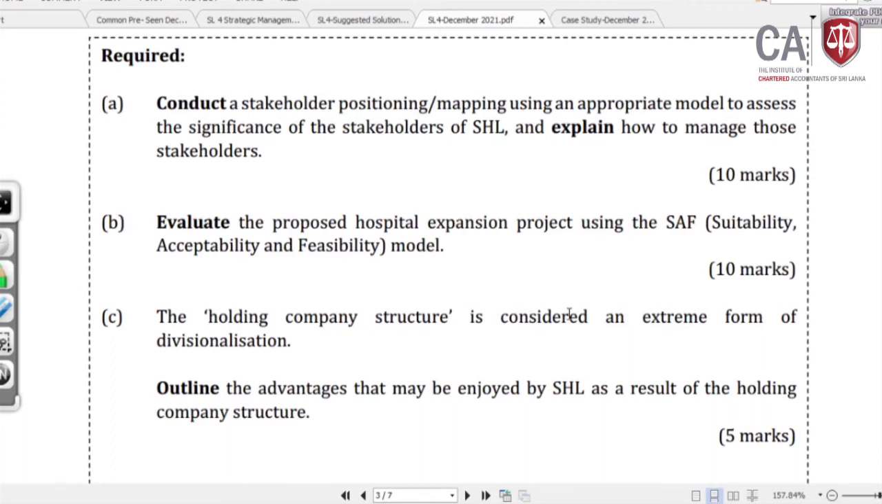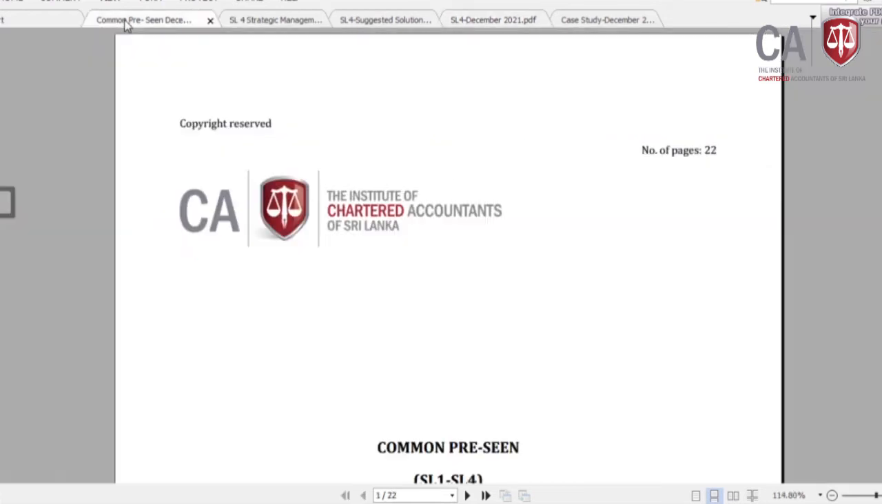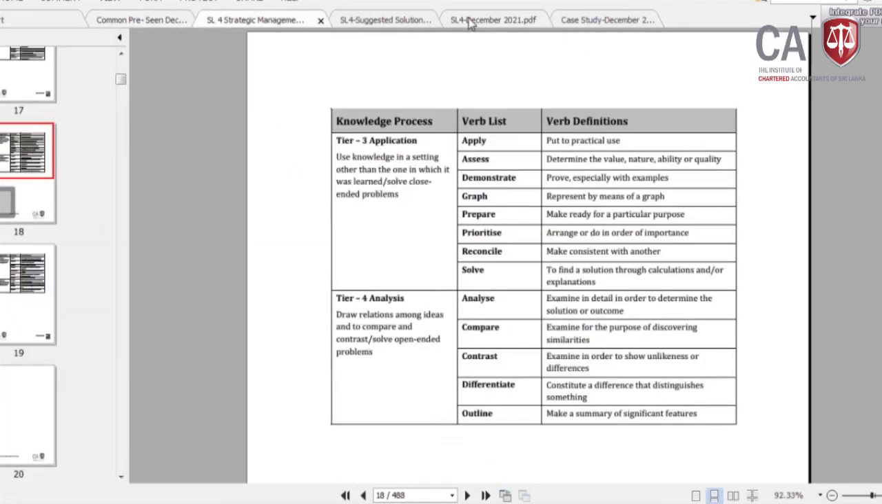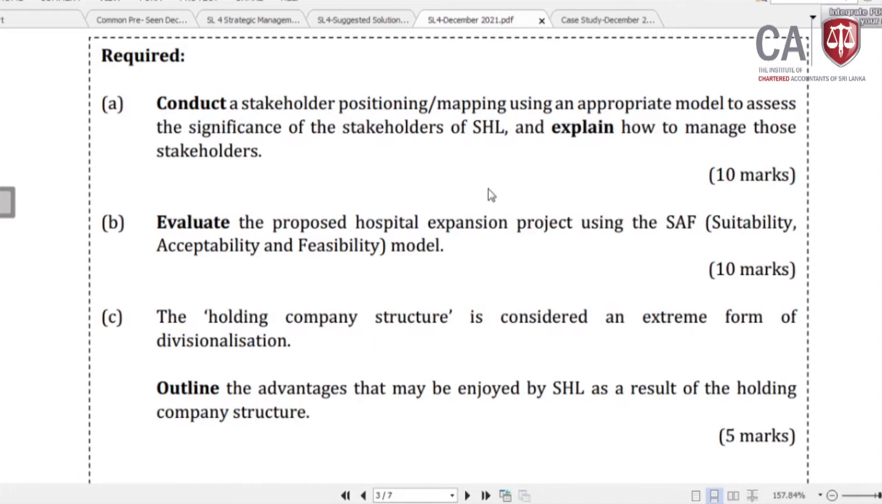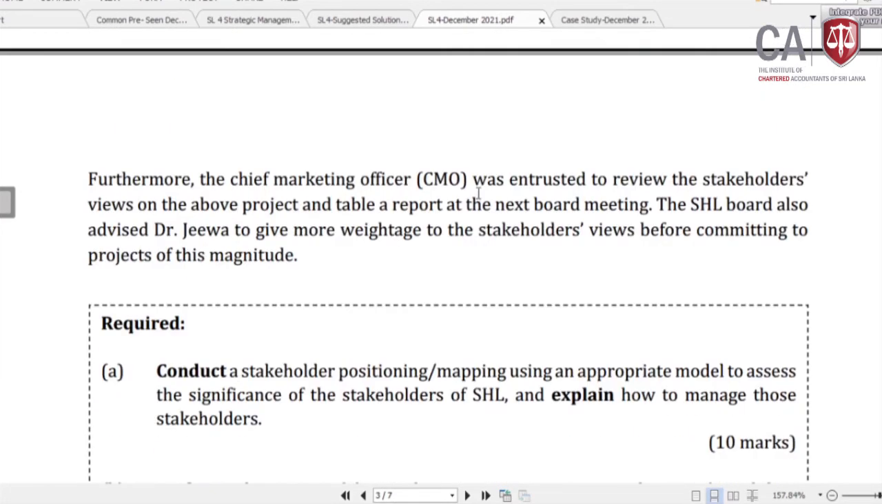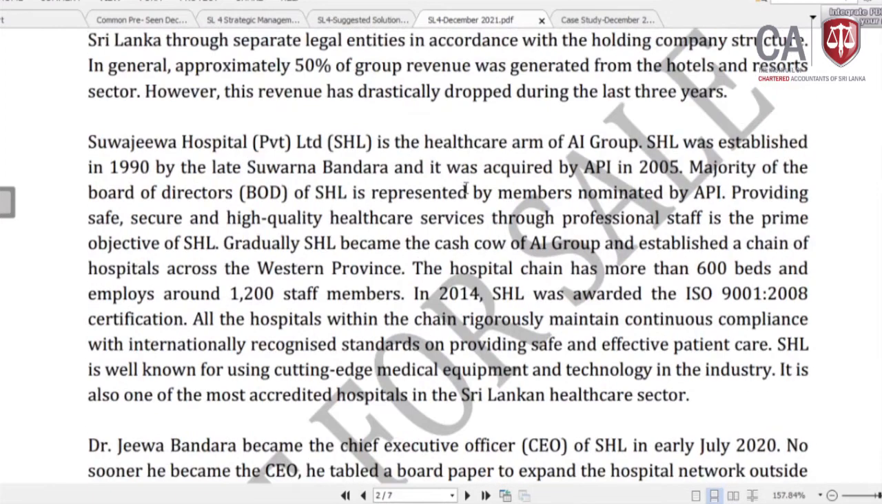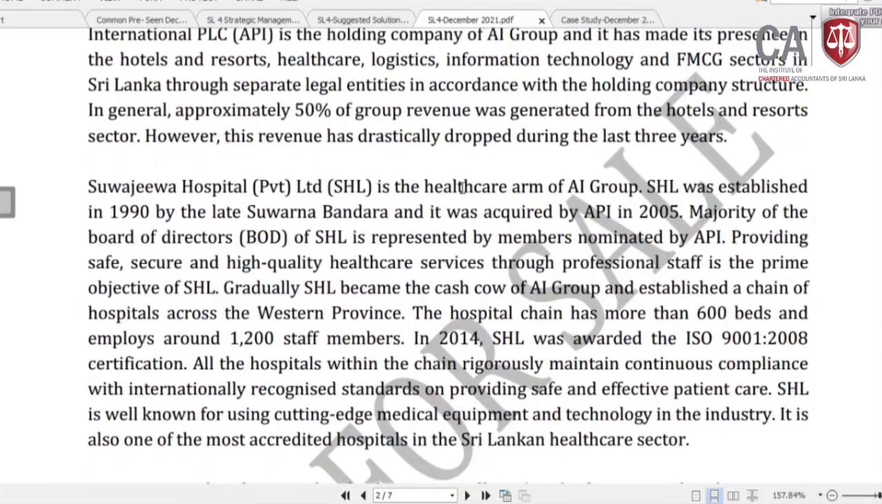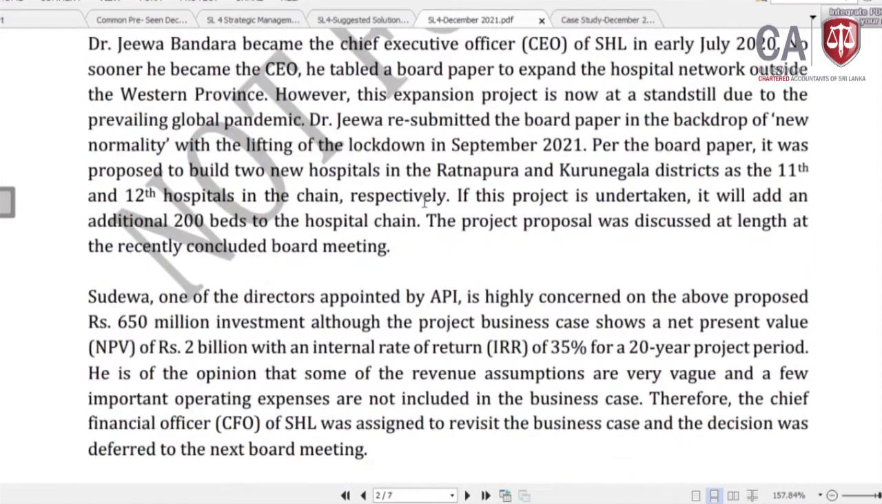Evaluate the proposed hospital expansion project using the SAF model. Now, you have a sound knowledge of the SAF model. Now, if you look at the question, for suitability we have to look at the SWOT factors, no. Yes, SWOT factors, the objective. Now, the objective is to get an acceptable return. Here the expected NPV is 2 billion and the IRR is 35%.